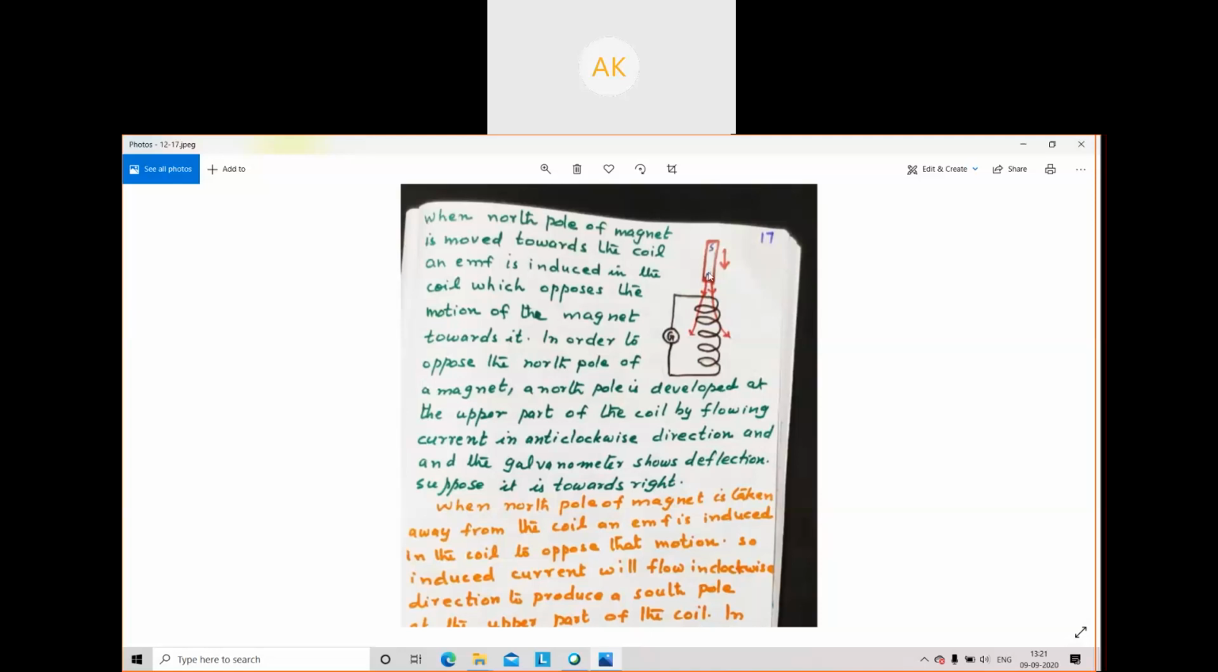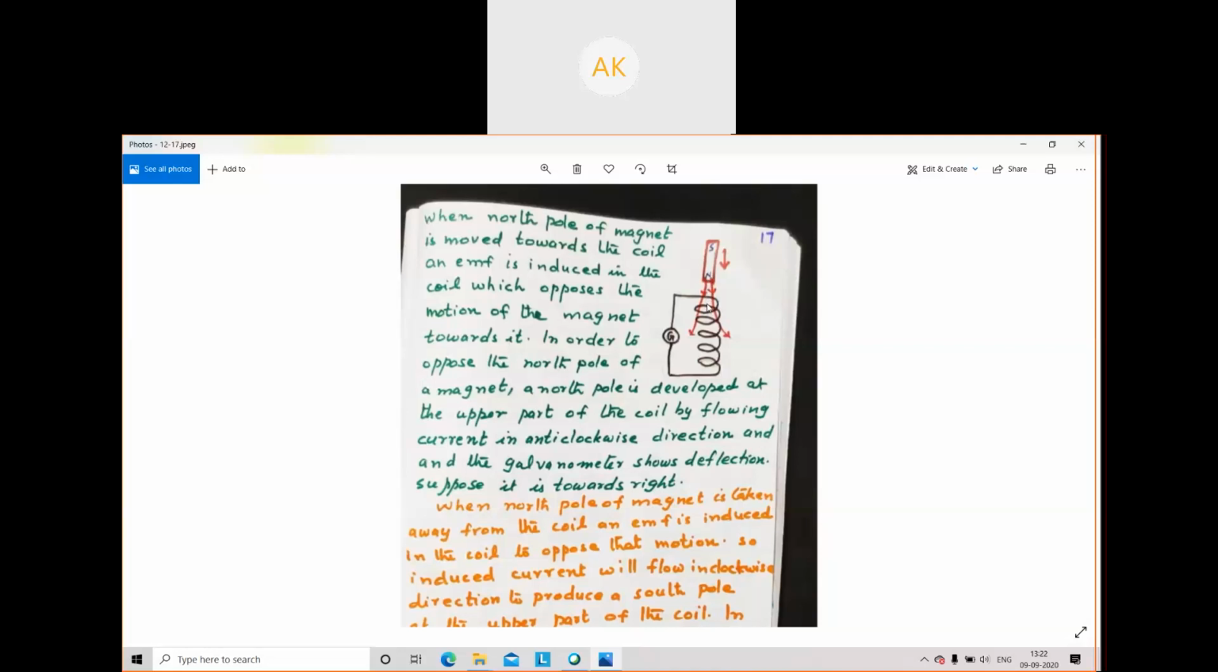Here, the movement of the north pole of the magnet towards the coil is the cause of the change in flux, and that is the cause of inducing that current, inducing that EMF. That cause is opposed. What is the cause of the induced EMF? The north pole of the magnet is moved towards the coil. That is the cause. Change in flux is produced due to that motion.